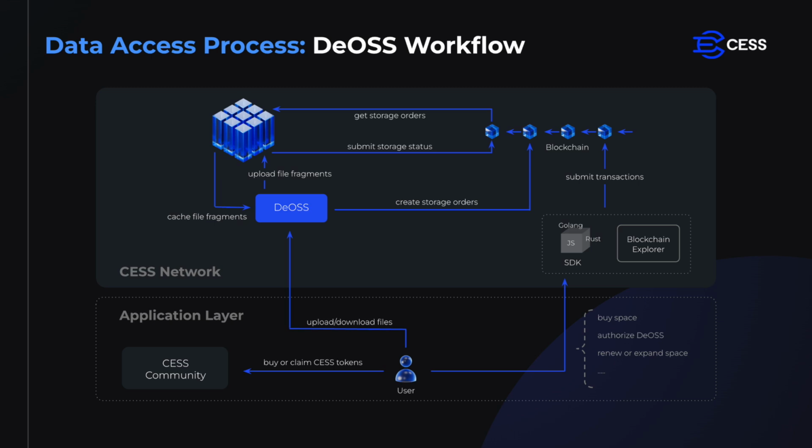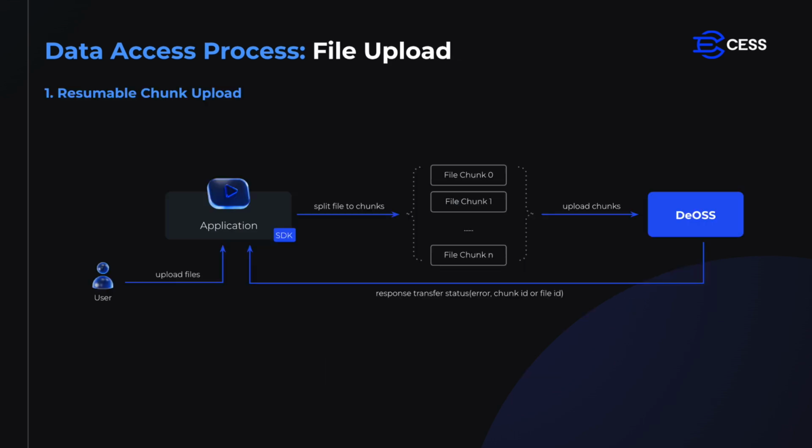Also, the gateway distributes file segments strategically to storage miners behind the scenes. The SES chain then challenges storage miners periodically, for which miners have to prove data integrity by submitting storage proofs back to the chain. So, this is the overview of the workflow of DeOSS. In the next video, we will set up our account and learn how to use the DeOSS REST API to upload and download files.